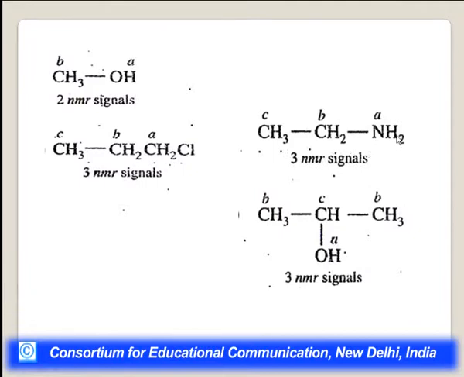These 2 protons are equivalent in nature, as well as these 2 protons, because they are in the same environment, left hand side as well as right hand side. These 3 protons are equivalent in nature, so one signal. So in this way there will be 3 NMR signals for this molecule.